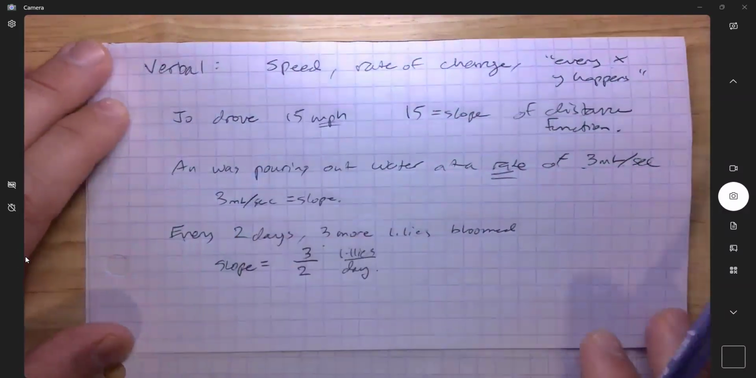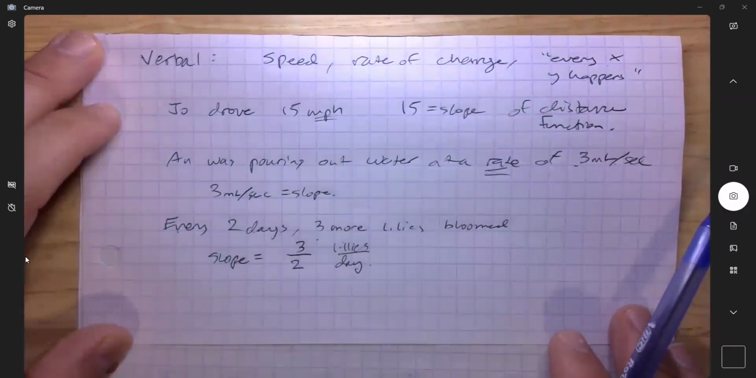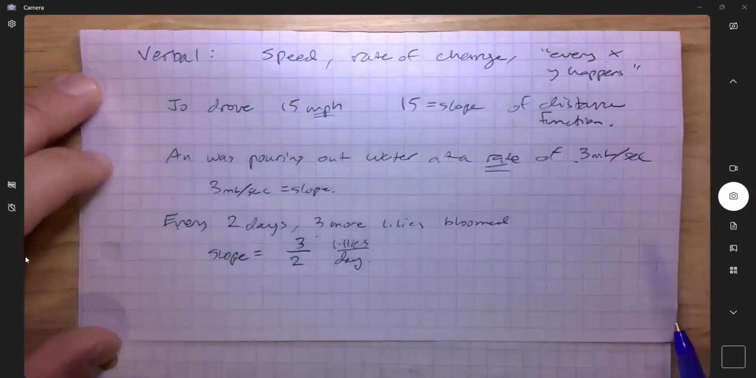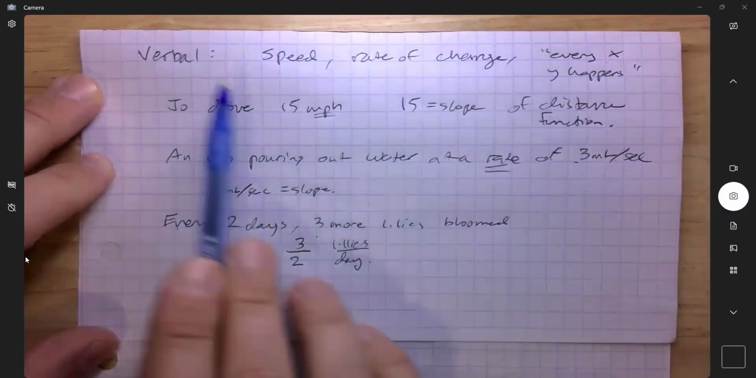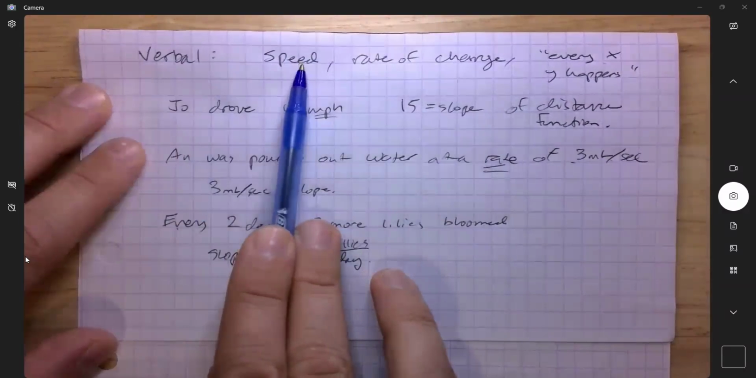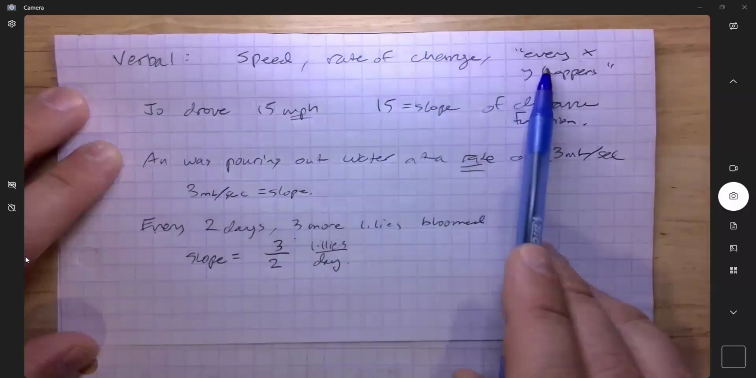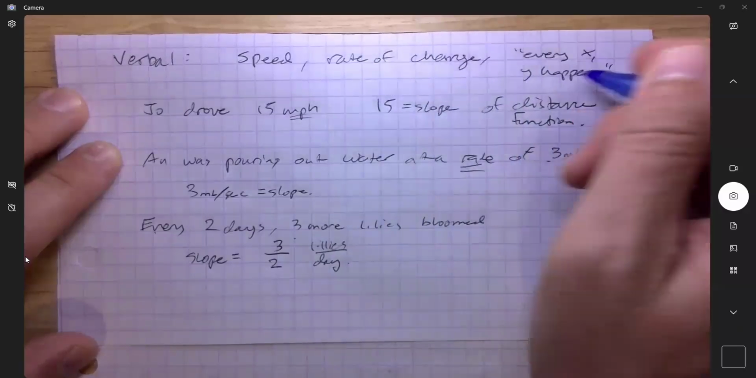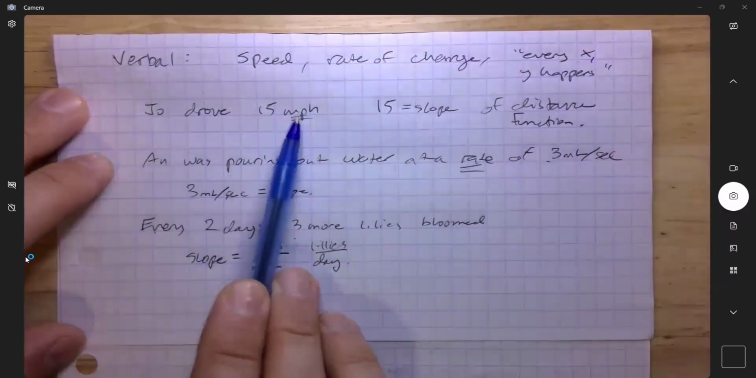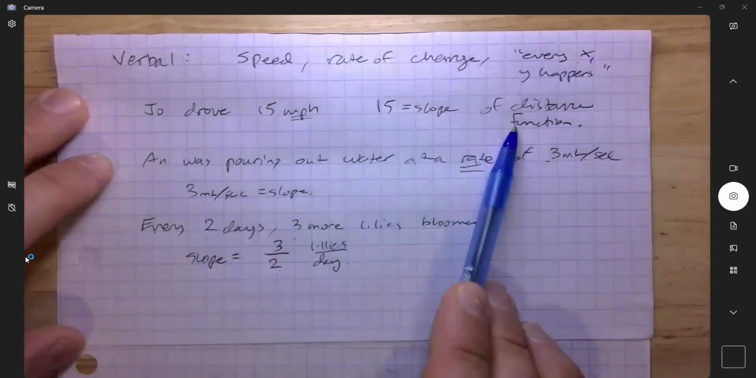So there are a lot of questions that you can write that involve slope. In my earlier video, I didn't want to write them. I decided I actually am going to add a question to this video where we pull the slope out of a verbal representation. But what I want you to keep in mind is if you're looking for the slope, look for words like speed, or that involve rate of change, or that have something that looks like every x, y happens. So for example, Joe drove 15 miles per hour. That's a speed, so 15 is the slope of our distance function.